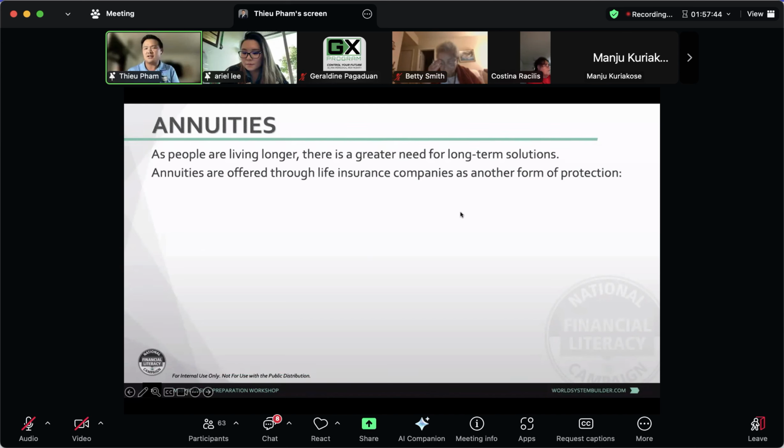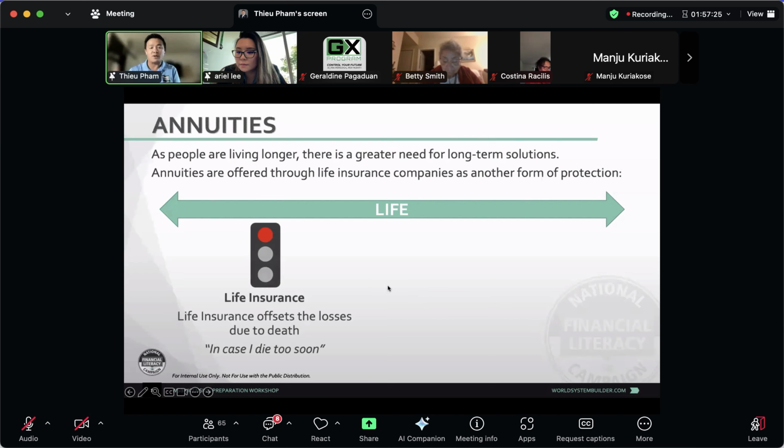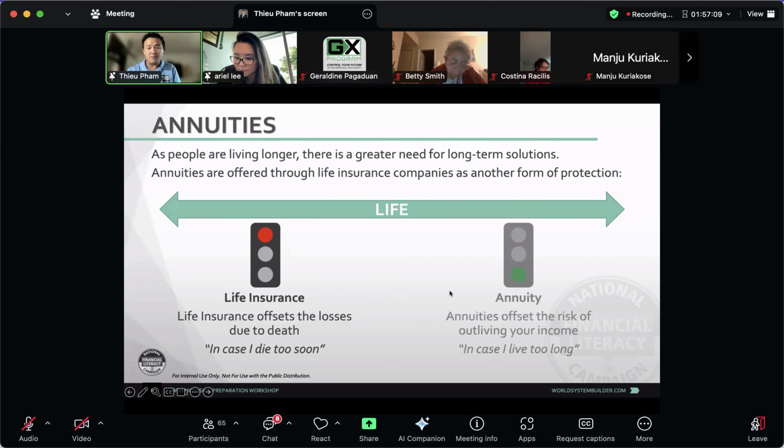As people are living longer, there's a great need for a long-term solution. So life insurance companies offer annuities as a form of protection. Annuity and life insurance are insurance products sold by insurance companies. Every product has a purpose. The purpose of life insurance is in case I die too soon. The idea is that life insurance offsets the losses due to your death, so it can provide income for your family. And the opposite side is annuity.